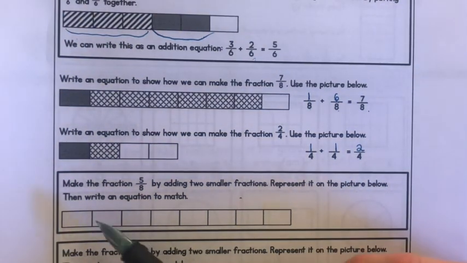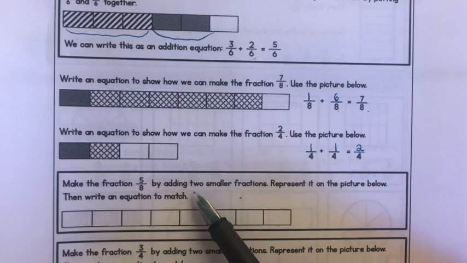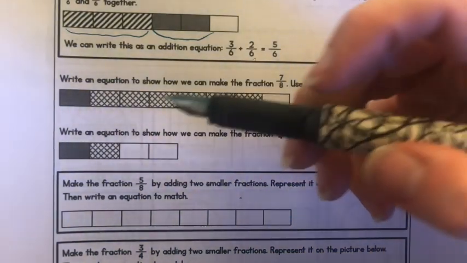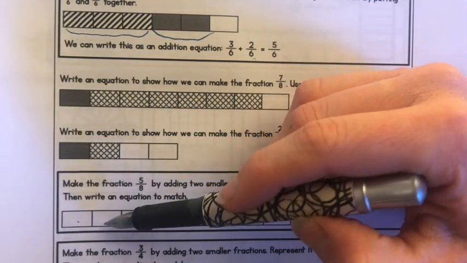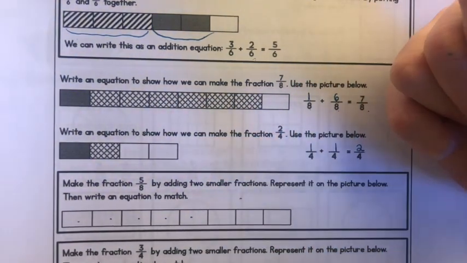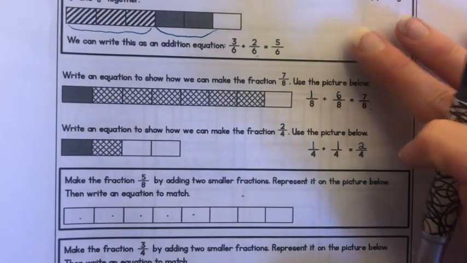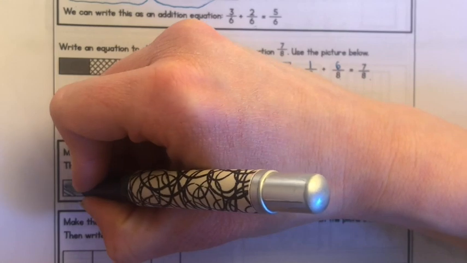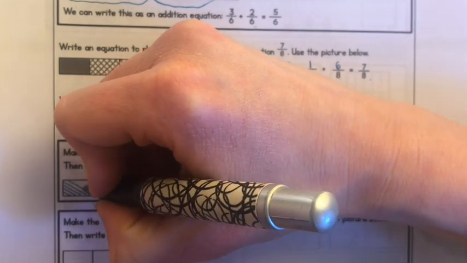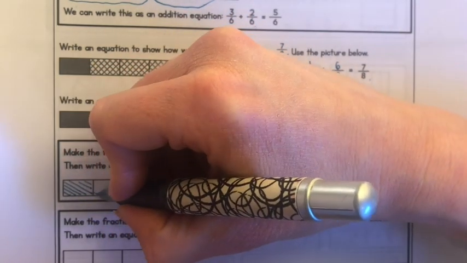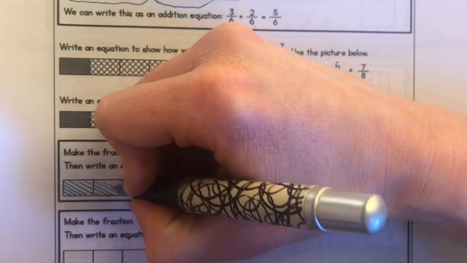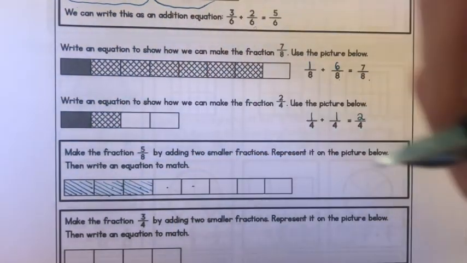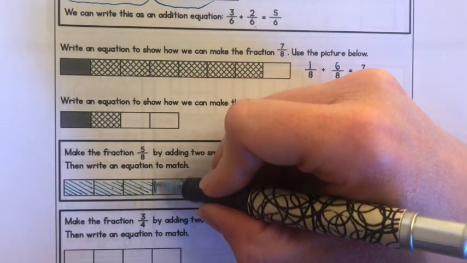Now the next one is make the fraction 5/8 by adding two smaller fractions represented on the picture below. Okay, so we need to get 5/8. So I go 1, 2, 3, 4, 5. So those are what I'm allowed to color, or I'm allowed to shade to show 5/8. I'm going to do my first one with lines. So that's 1, 2, let's do 3. So I have 3/8 plus, I'm going to shade these ones differently.